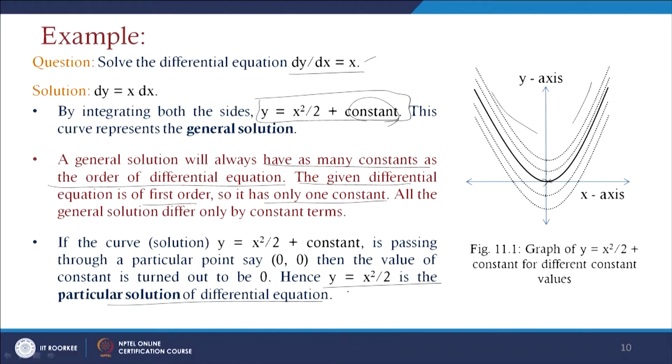Since we are assigning one particular value, c equals 0, that is why we obtain this graph, and that is why it is called a particular solution. And if we provide different constant values, we will have different shifts of the graph.